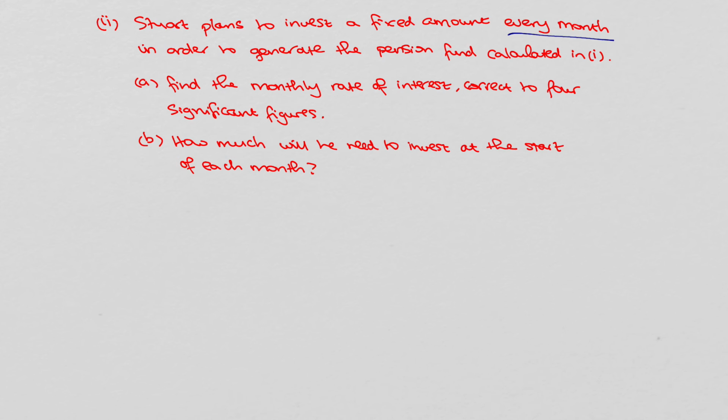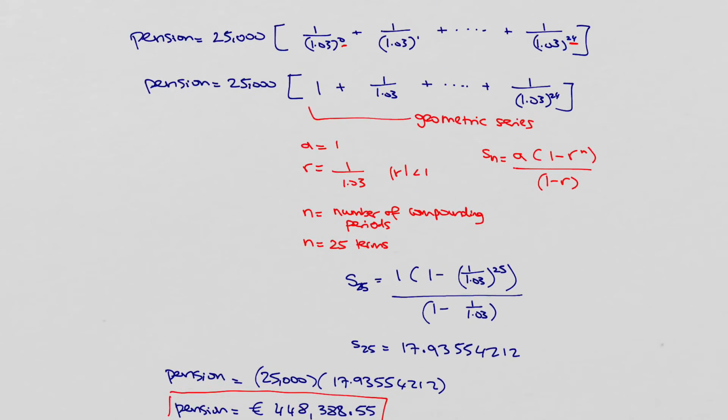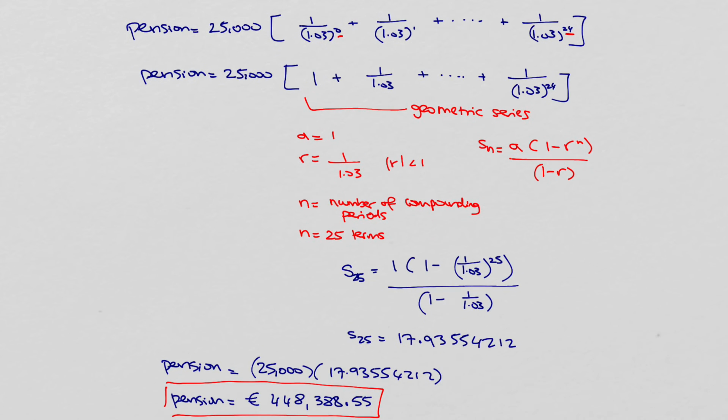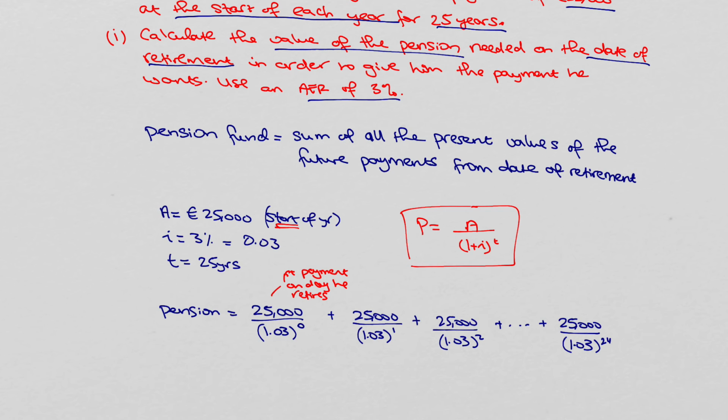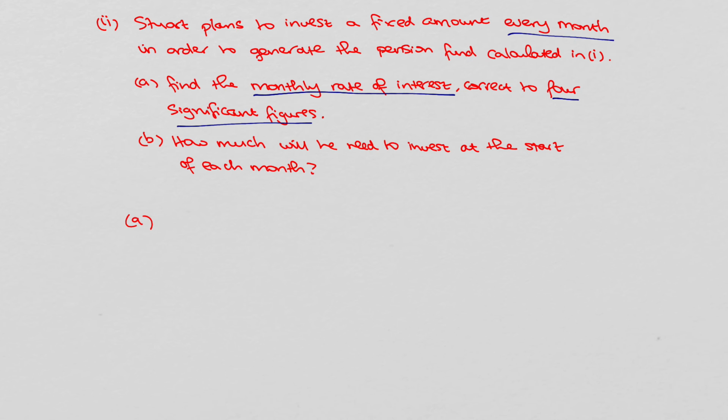So the first thing it wants us to do is to find this monthly rate of interest, correct to 4 significant figures. So as discussed in class yesterday, sometimes they build you up to changing the interest rate, which is why I always stick to changing our interest rate to match our compounding periods. So our rate is 3% AER. We go back to the question, so we can see it was an AER of 3%. So we need to change that annual equivalent rate to monthly.